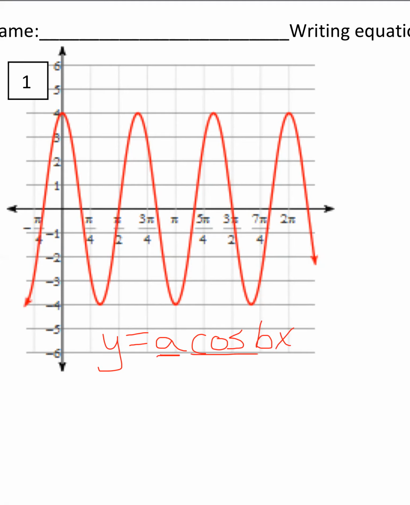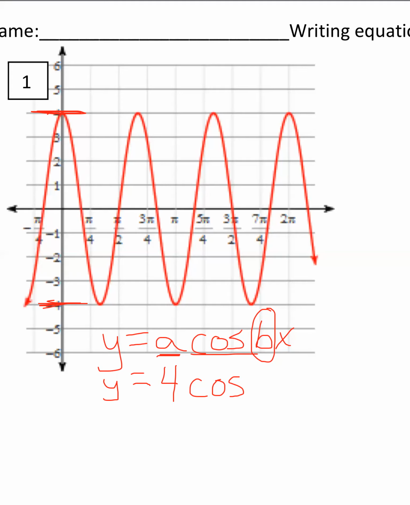A is also very easy to figure out because I just look at how high and how low my graph goes. See how it's bouncing in between +4 and -4? That means my amplitude is just 4. So I already have the whole first portion of this. It's going to be 4 cosine, and then I just have to figure out what b is. X is just the variable that's going to stay there, and that could be theta or whatever, but usually it's going to be x, so we're just going to leave it as x. We just have to figure out what b is.